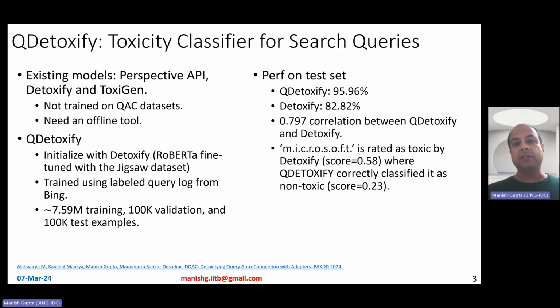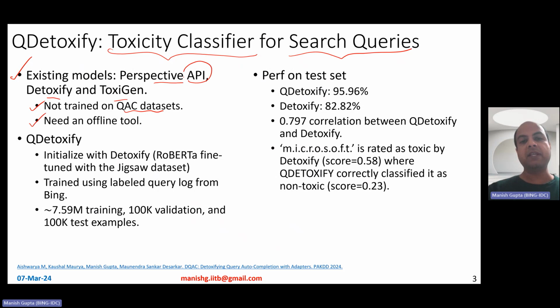Now, to be able to actually detoxify things, we need a measurement of how toxic a particular query, or a particular query completion, is. Therefore, what we need is a toxicity classifier for search queries. There exist some models which can evaluate, given a piece of text, whether it is toxic or not. However, these models, like Perspective API, Detoxify, and Toxigen, are not trained on query auto-suggest datasets. The other thing is, as the name itself says, it's an API. So what we need is an offline tool to evaluate the toxicity of search queries.